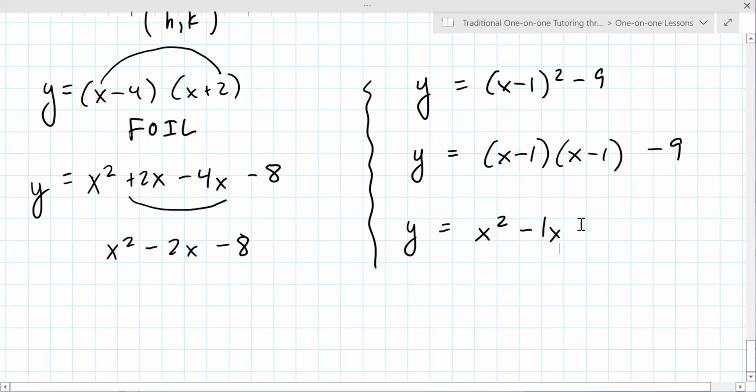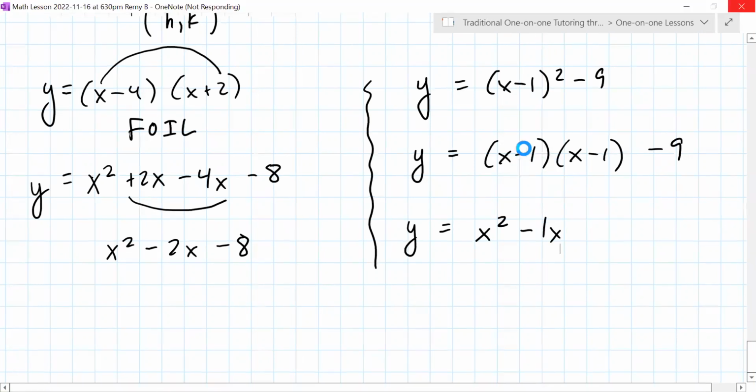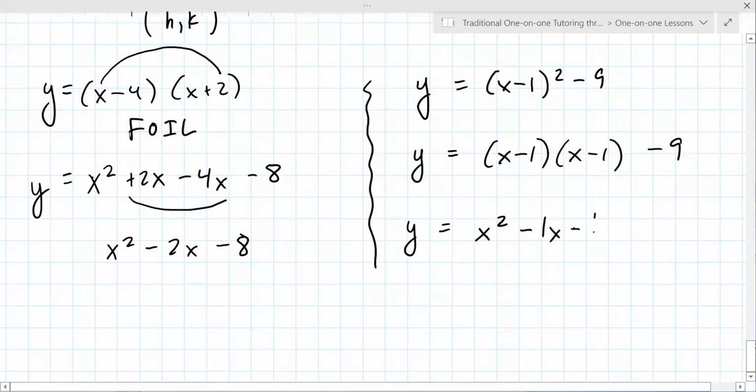-1 times the X is -1x. And then the last is -1 times -1, just 1. Negative times negative makes positive. These cancel. You do get the same thing.